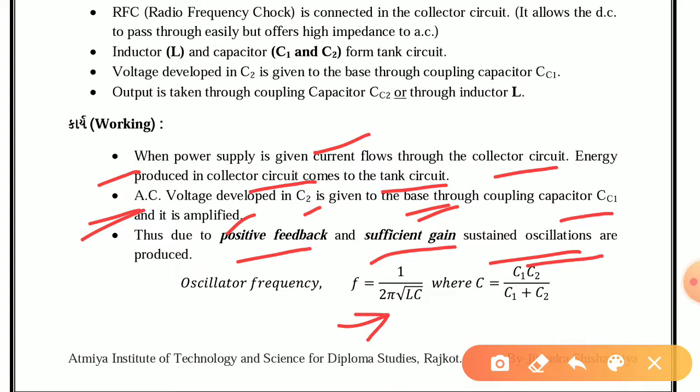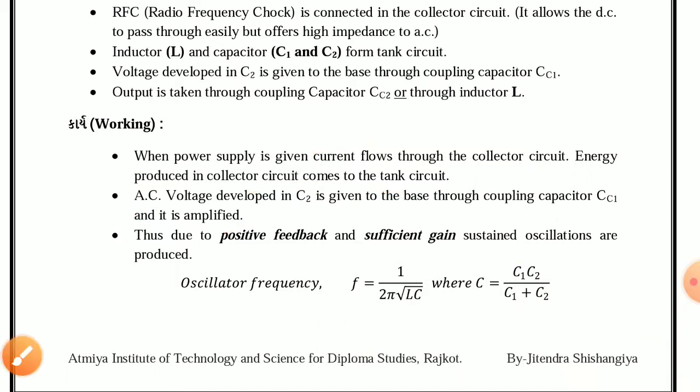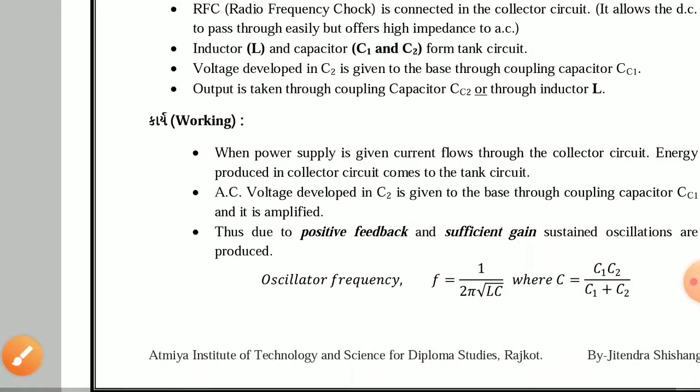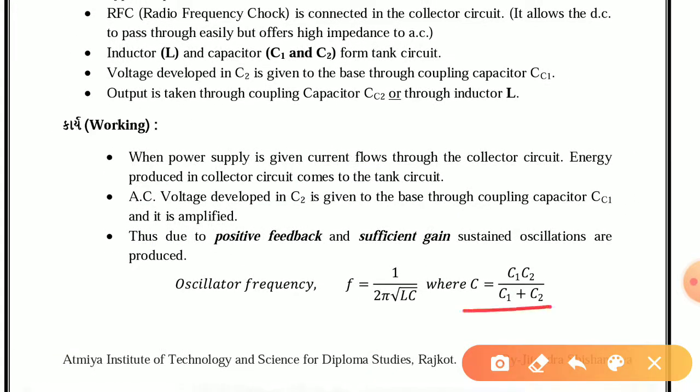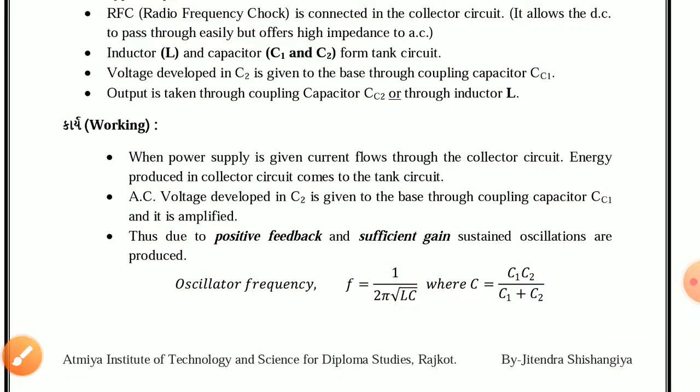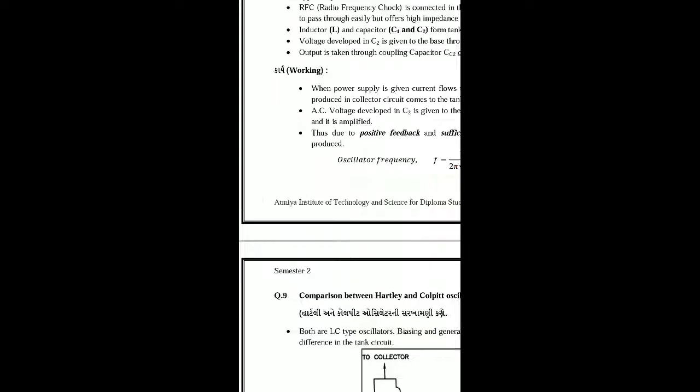In the Colpitts oscillator, the capacitor is divided in two parts, or we can say there is a series connection of capacitors. So here the value of capacitor C is equal to C1 into C2 upon C1 plus C2. This is the formula for the series connection of capacitors, and it is used in the formula for the oscillator frequency. So this way we can explain the Colpitts oscillator.